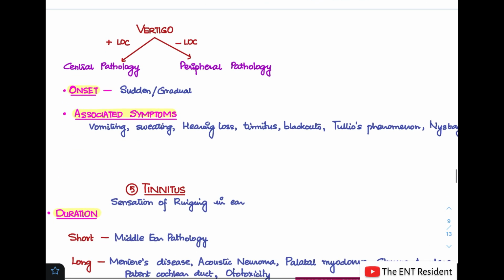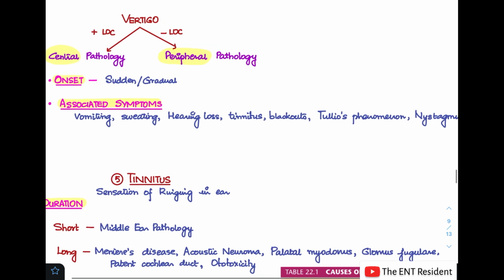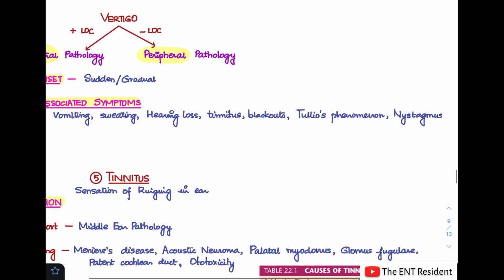Next, coming to vertigo with or without loss of consciousness. If there is loss of consciousness, it is more suggestive of a central pathology, whereas without a loss of consciousness, it is more pointing towards a peripheral pathology. And here, as usual, we have to ask about the onset of vertigo, whether it is sudden or gradual, and the associated symptoms like vomiting, sweating, hearing loss, tinnitus, blackouts, Tullio's phenomenon, nystagmus, etc. So, this completes vertigo.